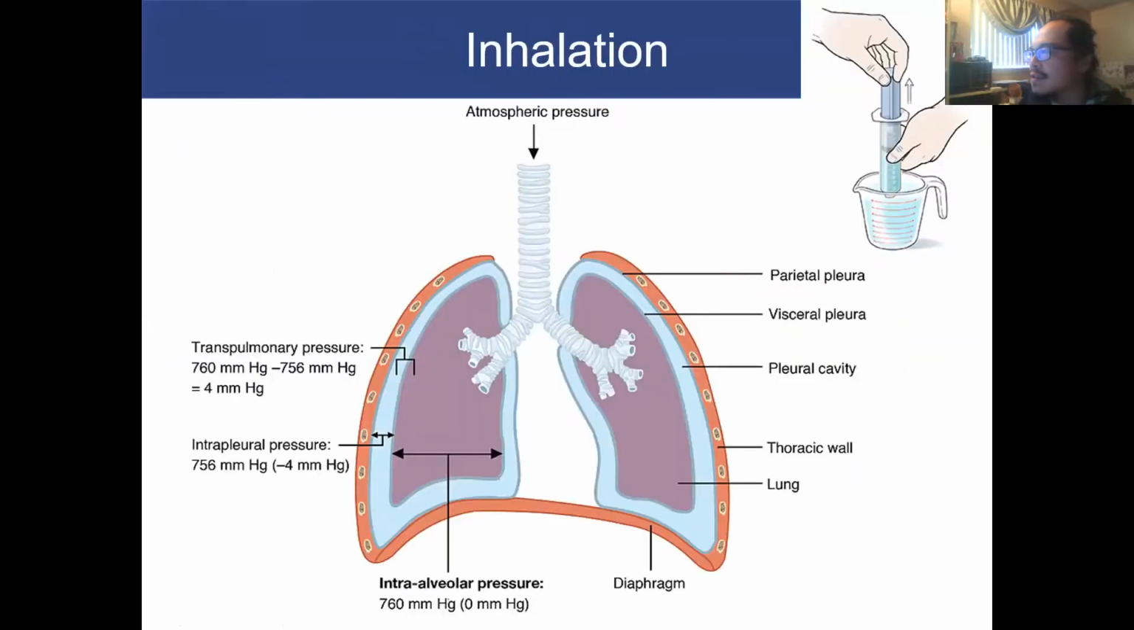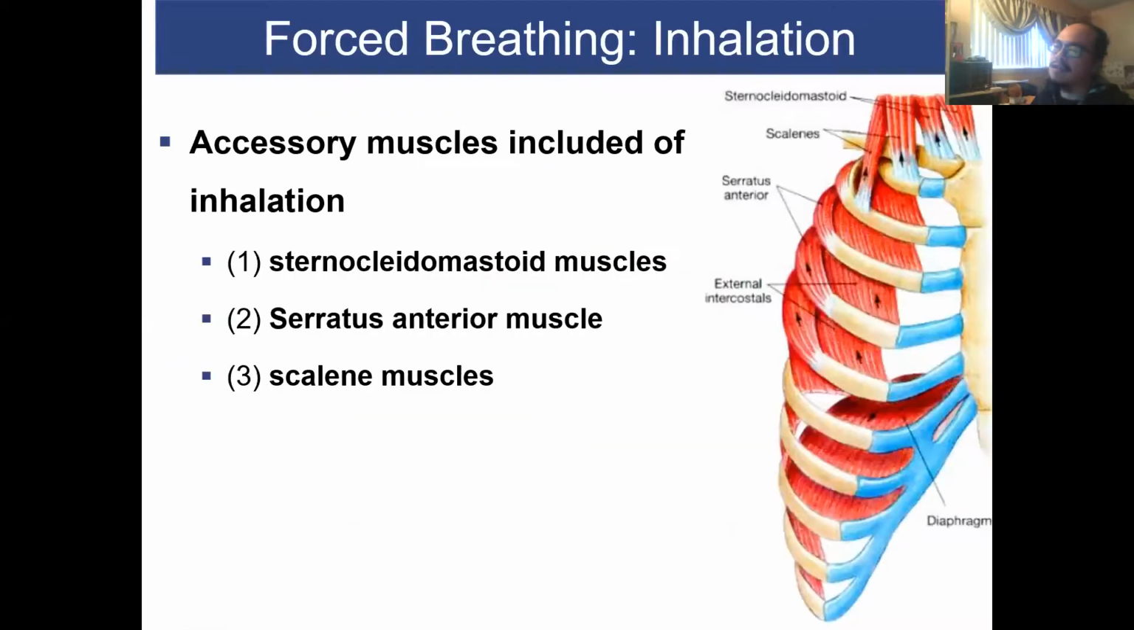What's that? Okay, so that's down here. All right, so that's the normal breathing. Now, the next one is the forced breathing. Forced breathing will use the external intercostal muscle and the diaphragm.